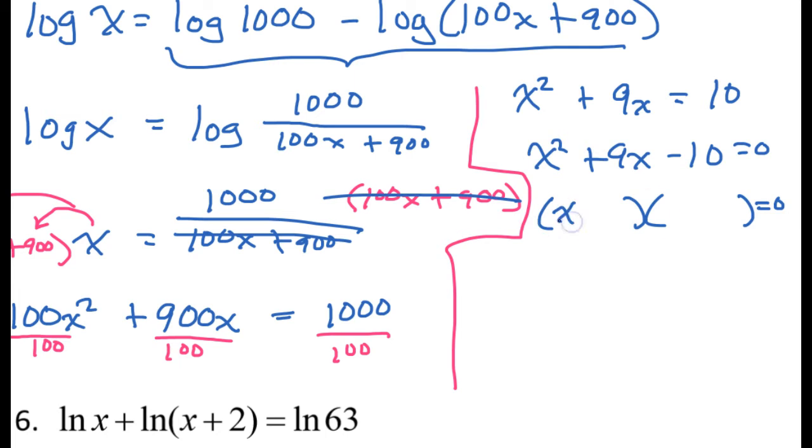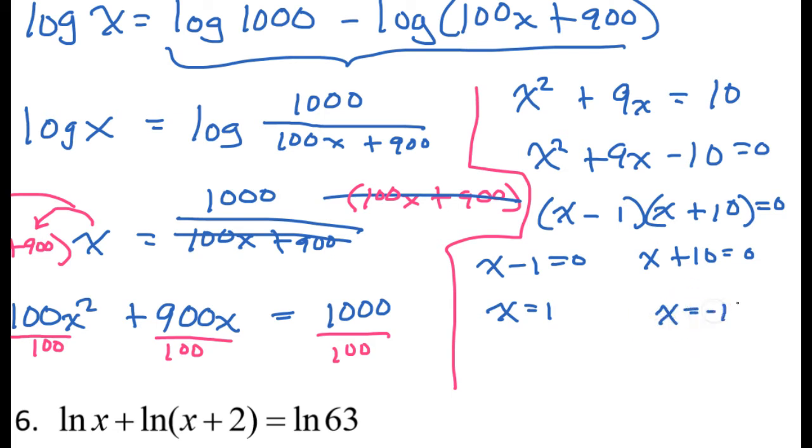X squared can only factor as x times x. 10 will either be 2 times 5 or 1 times 10. Alright, considering that we want a positive 9, let's do 1 times 10. And let's do a negative 1 and a positive 10. Alright, that's how this factors down. So now we will set each factor equal to 0. So x minus 1 equals 0, and x plus 10 equals 0. So this will give us x equals 1, and this will give us x equals negative 10.